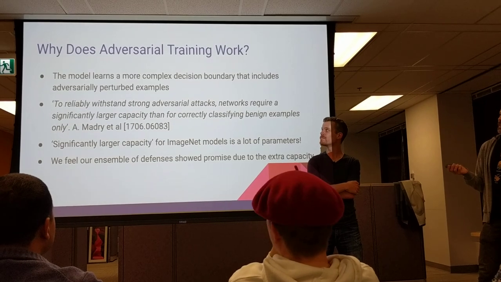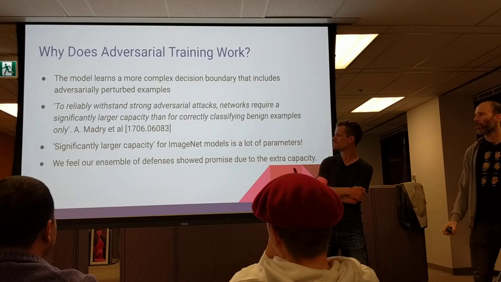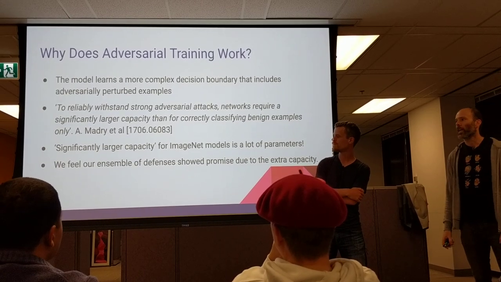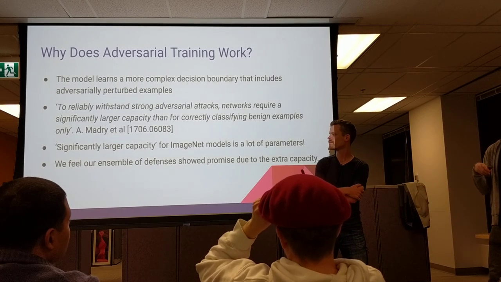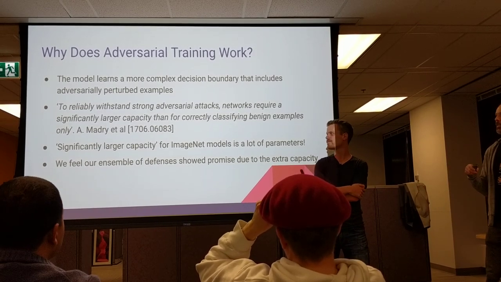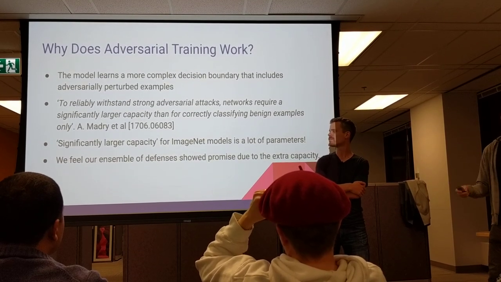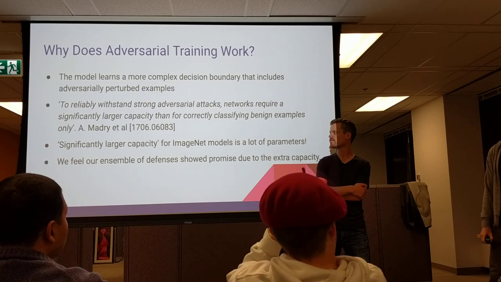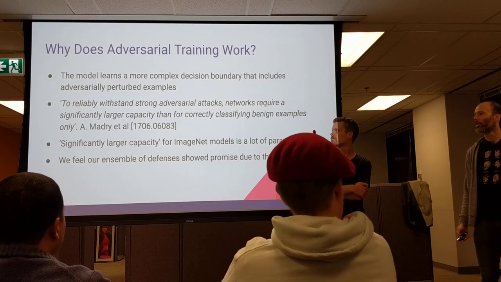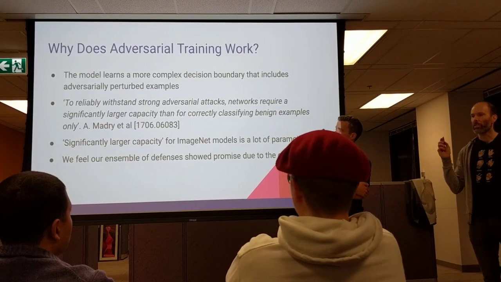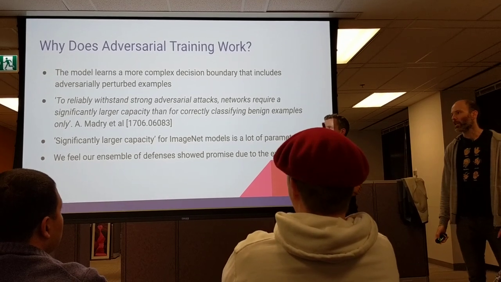I think we've already covered this. This is the quote from the recent paper saying that having significantly larger capacity is required to correctly classify adversarial versus benign normal examples. So the more capacity a model has, the better able it's going to be to learn that boundary through training it in an adversarial fashion. This is easy to see in MNIST, but it's hard to figure out on ImageNet and typical ImageNet models.